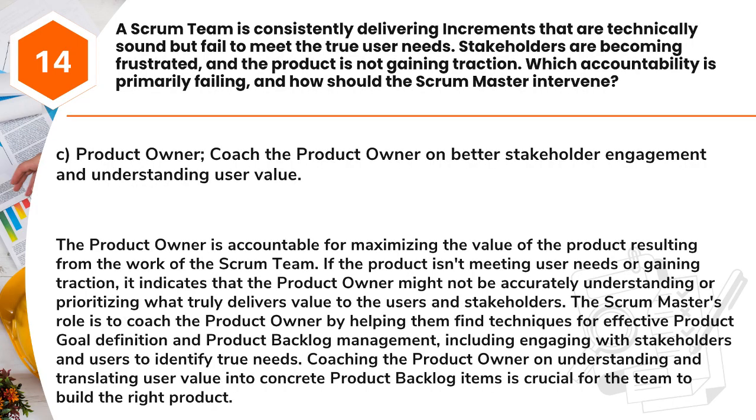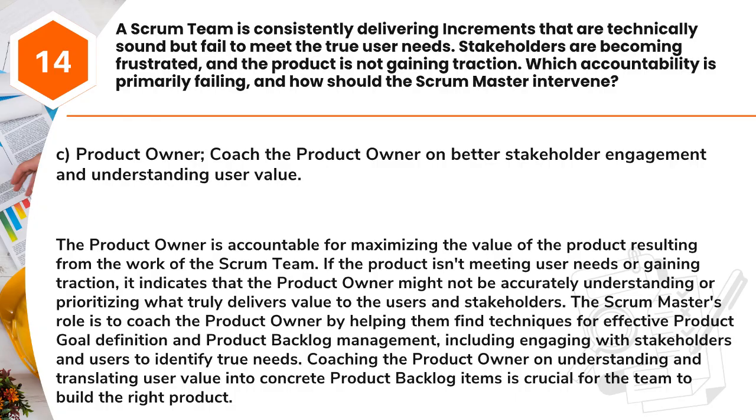Answer: C. Product Owner. Coach the product owner on better stakeholder engagement and understanding user value. The product owner is accountable for maximizing the value of the product resulting from the work of the Scrum team. If the product isn't meeting user needs or gaining traction, it indicates that the product owner might not be accurately understanding or prioritizing what truly delivers value to the users and stakeholders.